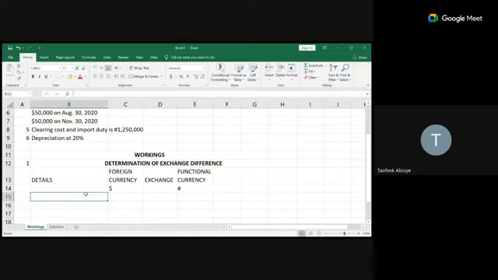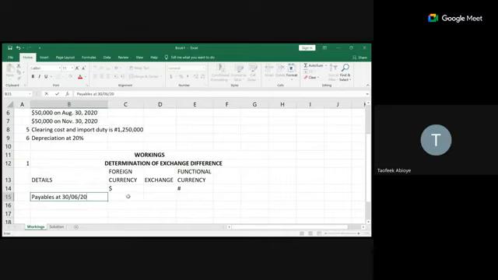So on that date, what are we going to book? We are going to book payables. Let's do it one after the other. We are going to book our payables on the day we bought that machine, on 30th June 2020.